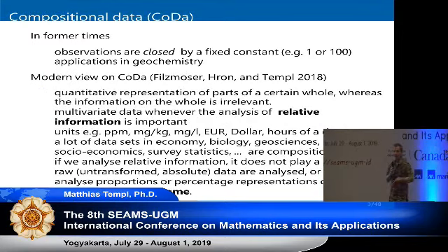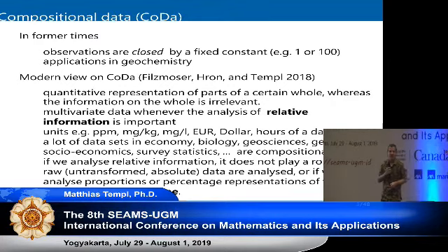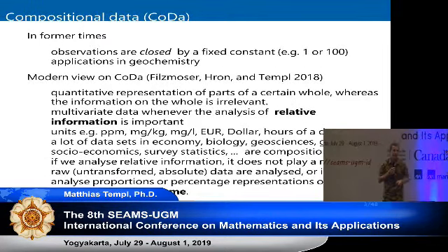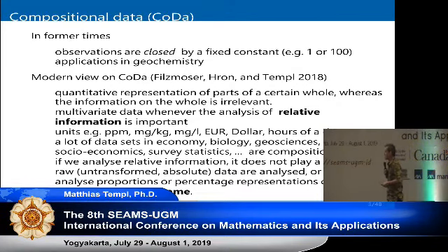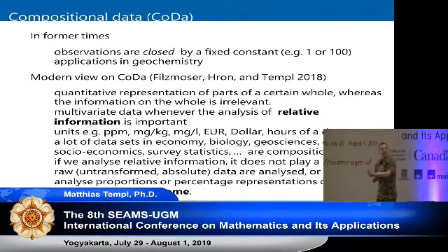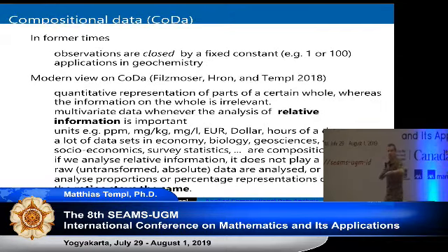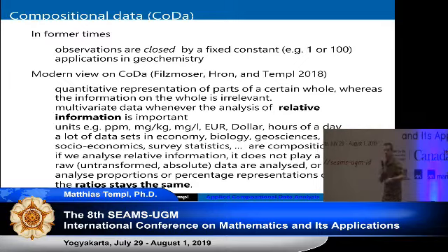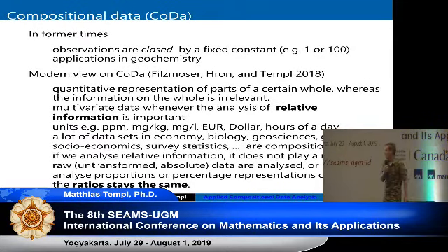In former times, this compositional data analysis group was a small group in Spain, I would say. They defined compositions as observations which sum up to a constant, like 1 or 100, and they have many applications in geochemistry. But nowadays we have a more modern way to formulate compositional data: quantitative representations of parts of a whole, for example your times on some activities during a day, and the whole is the whole day. The information on the whole is irrelevant for us. So compositional data are multivariate data where only the relative information is important.